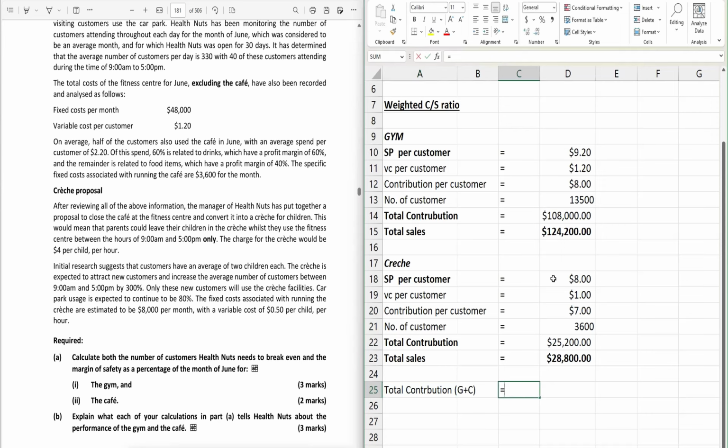So now the total contribution, that means your gym plus crèche, right? G plus C. And how can we get that? We need to take this value and add it to this one. Similarly for total sales, and for whom? G plus C, meaning gym plus crèche. And again this will be this plus this.